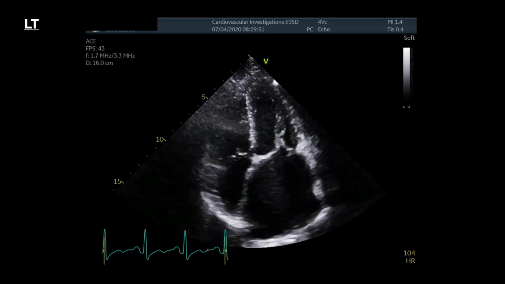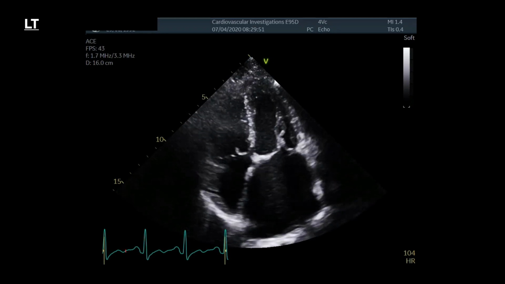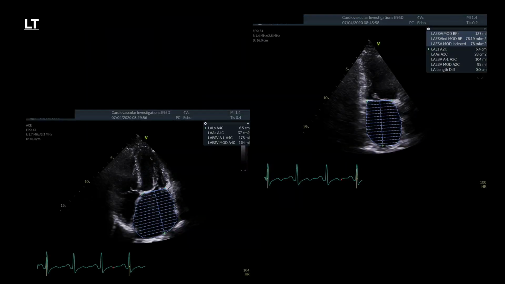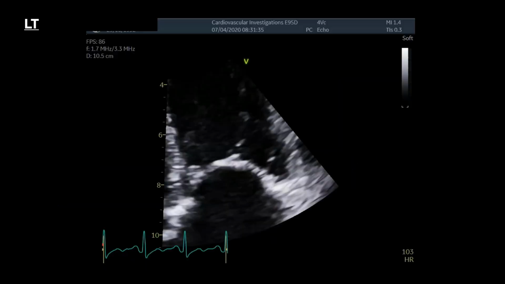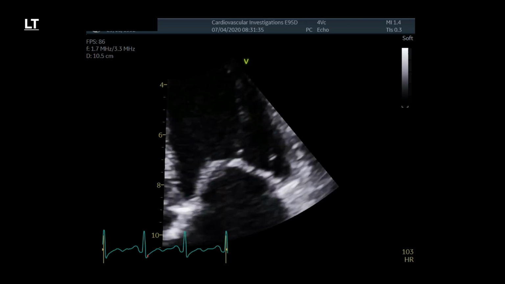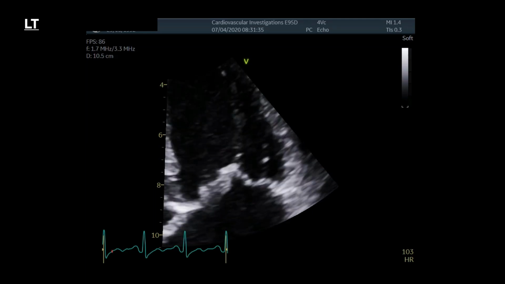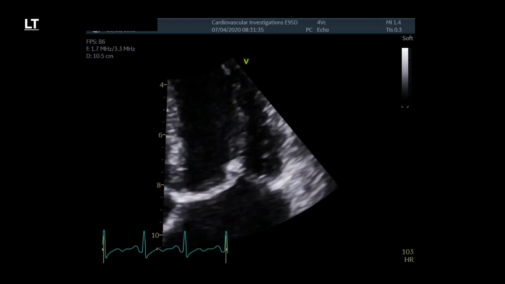And even zoomed out, I think we can appreciate the restricted opening of the mitral valve, especially when you compare it to the tricuspid valve. The LV volume has been measured, and it's significantly enlarged at 78 mL per meter squared, which I think we'd already appreciated visually. Zoomed in on the mitral valve in the apical four-chamber, again demonstrating leaflet thickening and reduced opening.